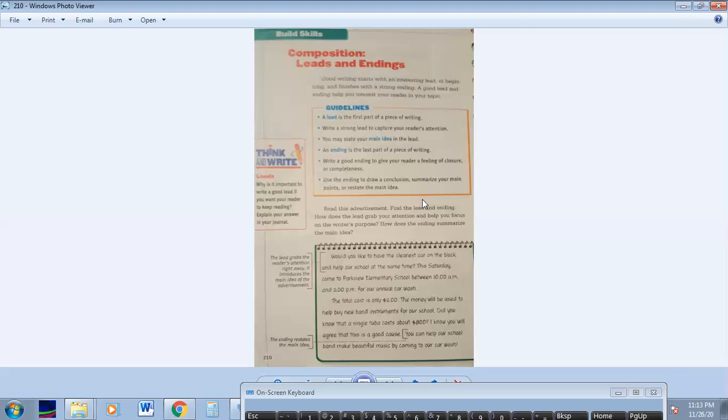You can write your main points, summarize, make them short, and rewrite your main points or restate your main idea, where you say again what your main idea was at the end of the paragraph to remind your reader what was important about what they were reading.